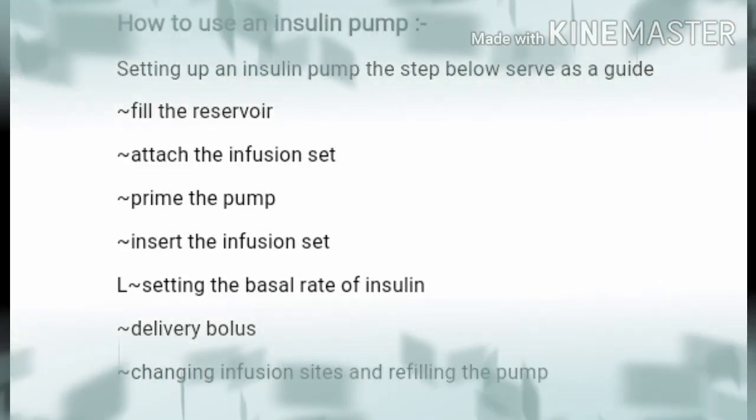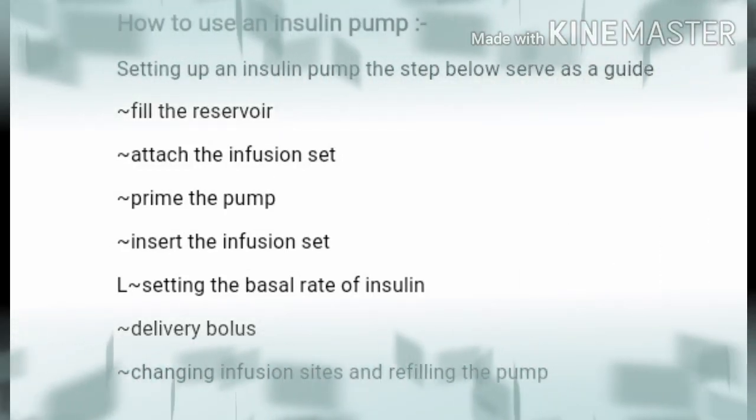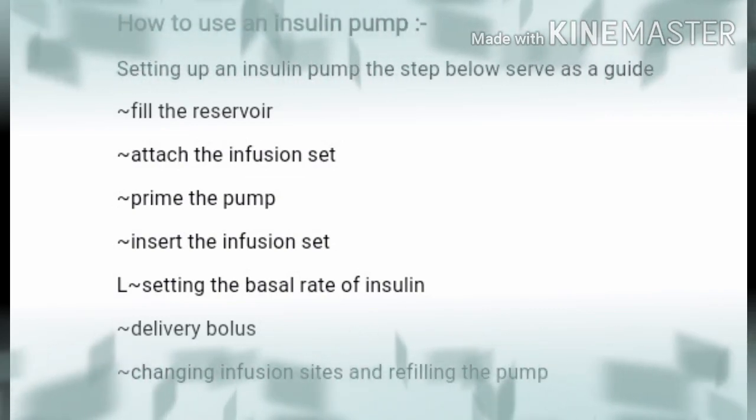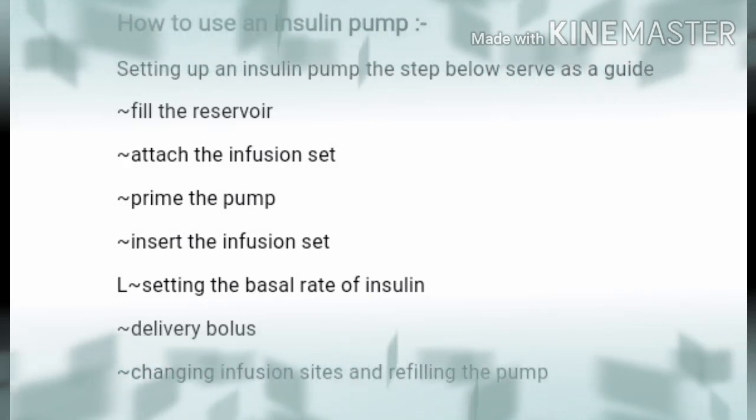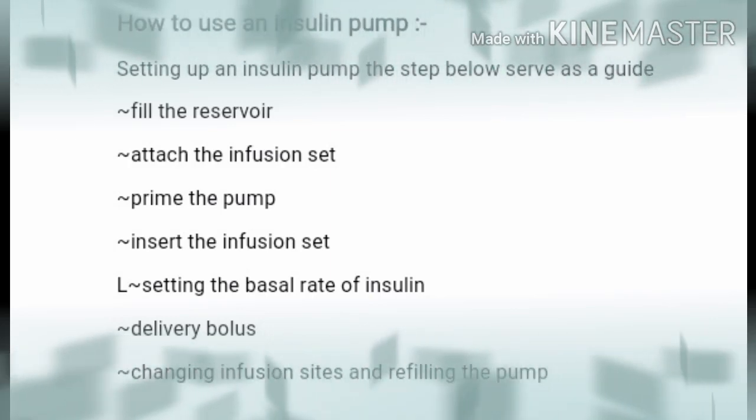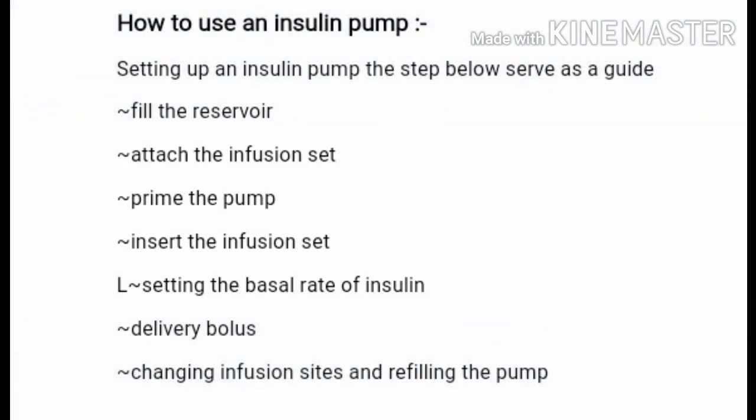How to use an insulin pump. Setting up an insulin pump, the steps below serve as a guide. First, fill the reservoir. Second, attach the infusion set. Third, prime the pump. Fourth, insert the infusion set. Fifth, set the basal rate of insulin. Sixth, deliver boluses. Seventh, change infusion sites and refill the pump.